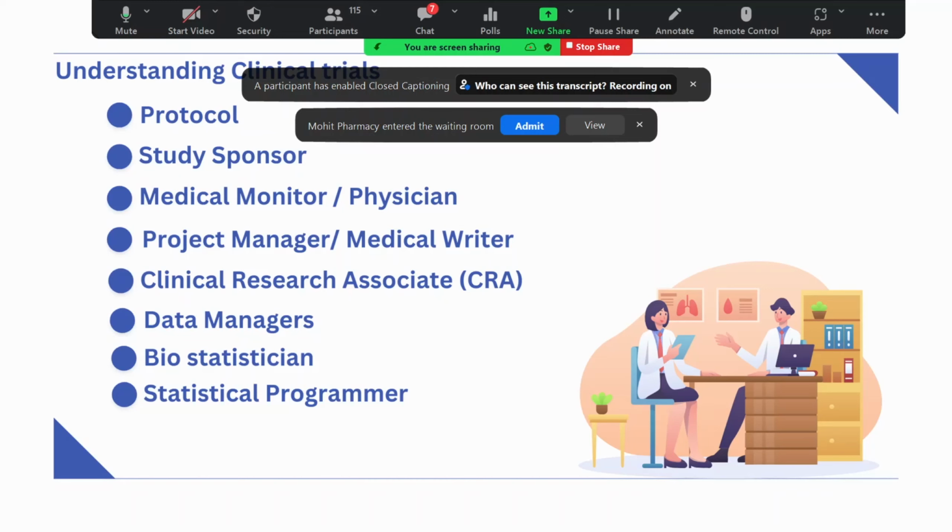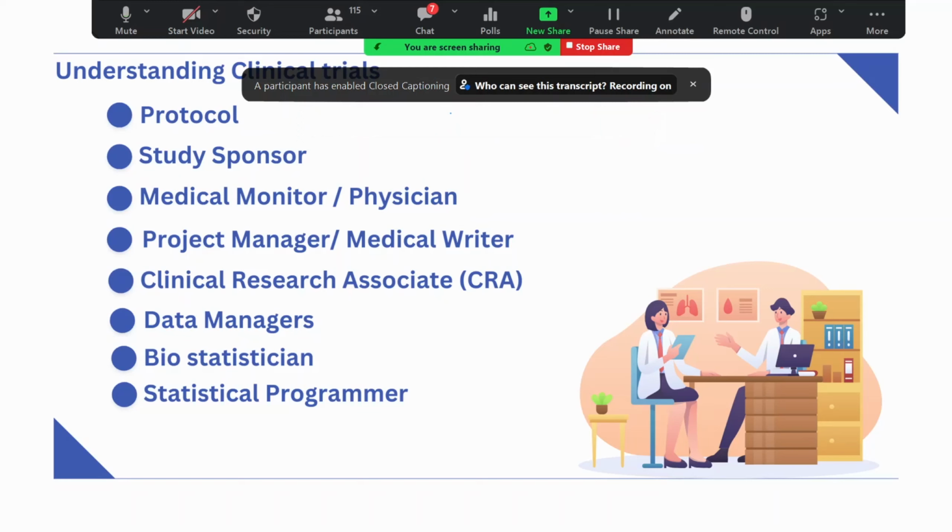The clinical trial is conducted at one or more clinical study sites chosen by the company conducting the clinical trial, which is also known as the study sponsor. Clinical study sites may include doctors' offices, hospitals, clinics, or outpatient facilities.